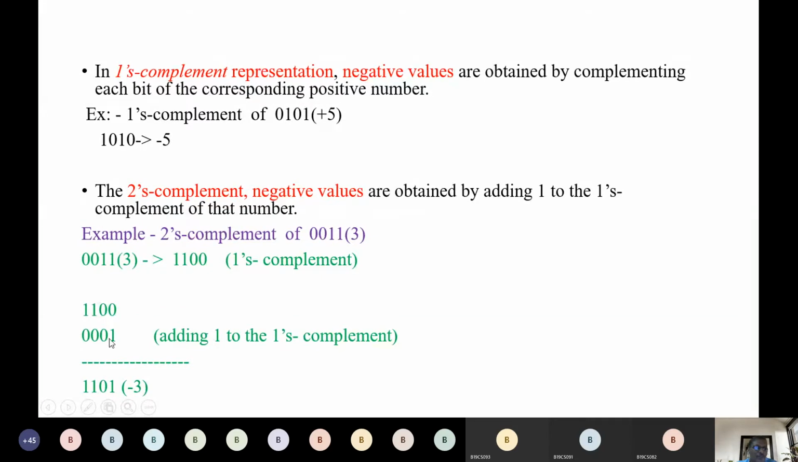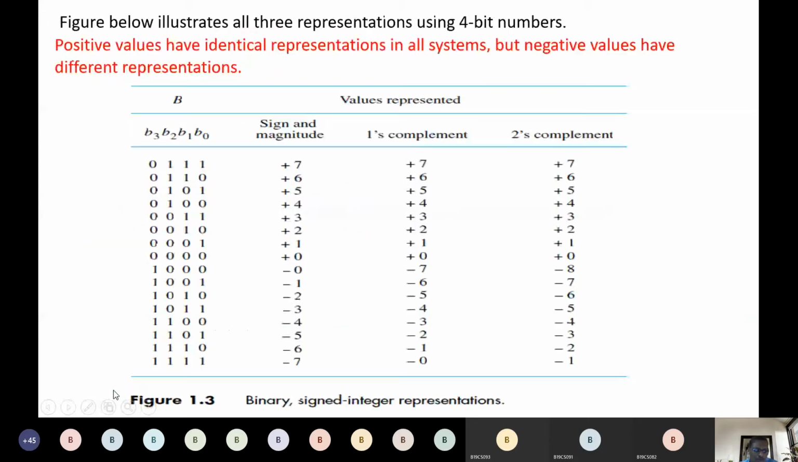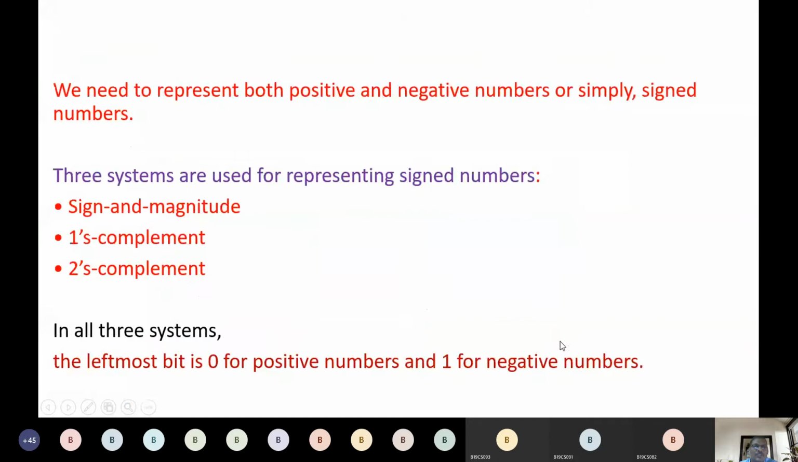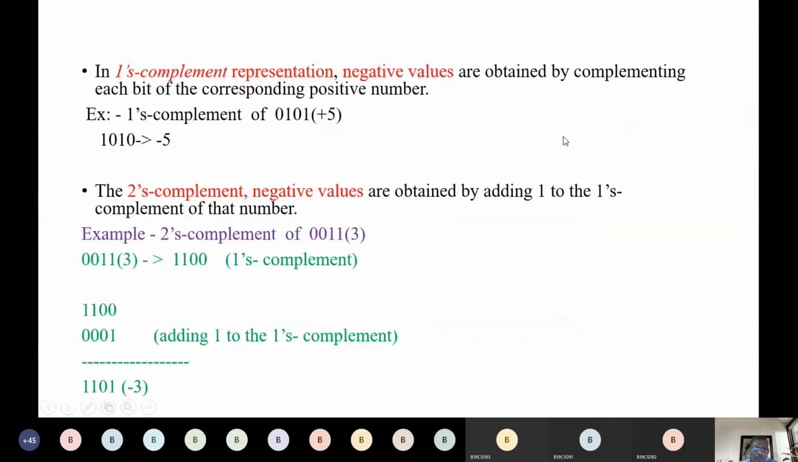So this is the addition we are doing. Adding these two, at the end we have 1, 1, 0, 1, and in the 2's complement table 1, 1, 0, 1 is minus 3. So plus 5, when we do a 1's complement, we get minus 5. For plus 3, when we do the 2's complement, we get minus 3.